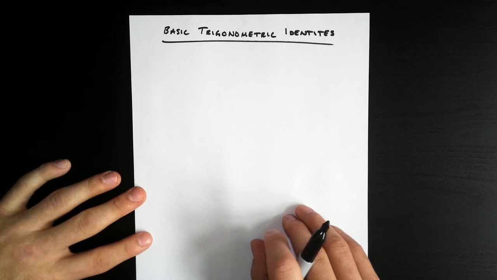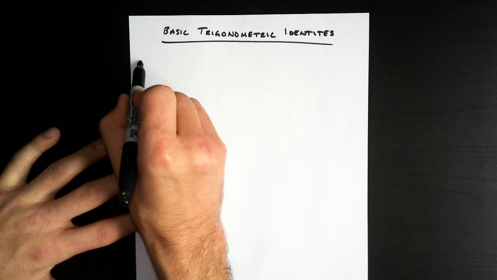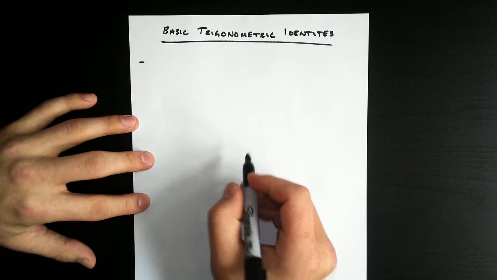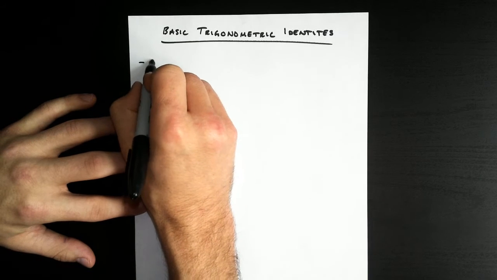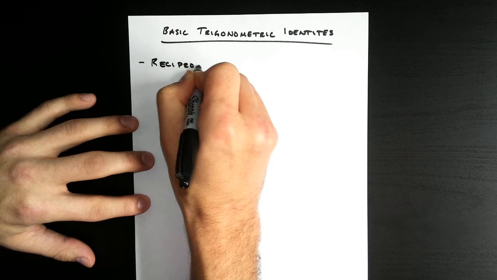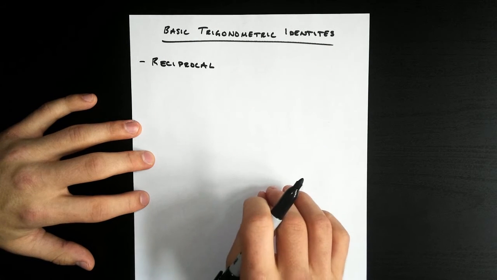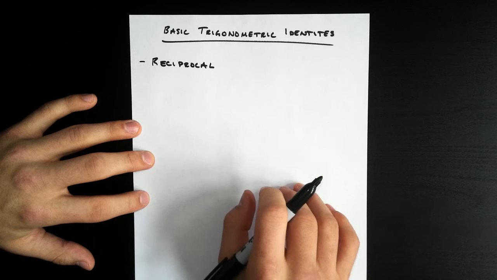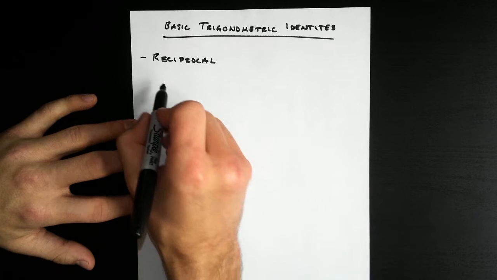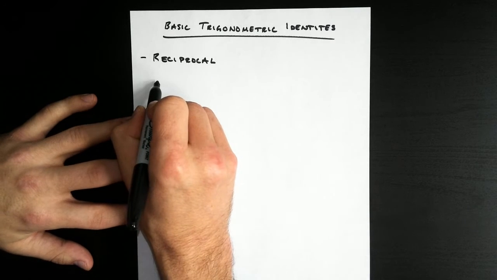are the same. So the first basic identities that I want to take a look at, these all come from just how we define the different trig functions. So the first one, the reciprocal identities. In this case, we know that there are sets of the trig functions that are directly related to each other. We define them as reciprocals. So for example, sine and cosecant are reciprocals to each other.